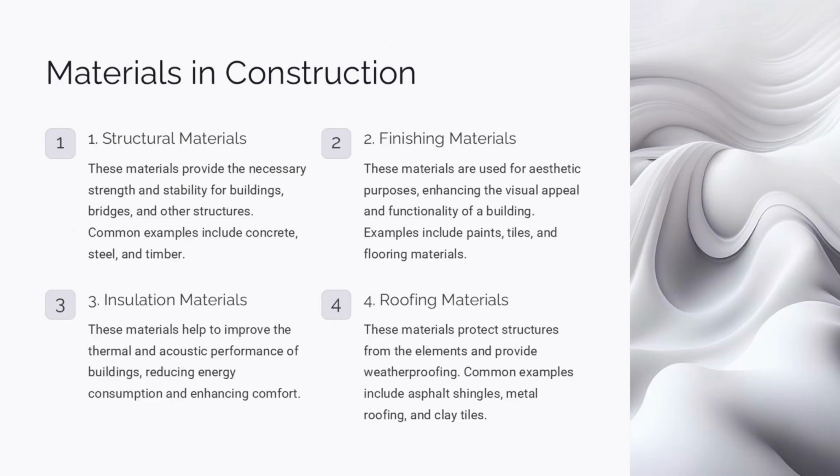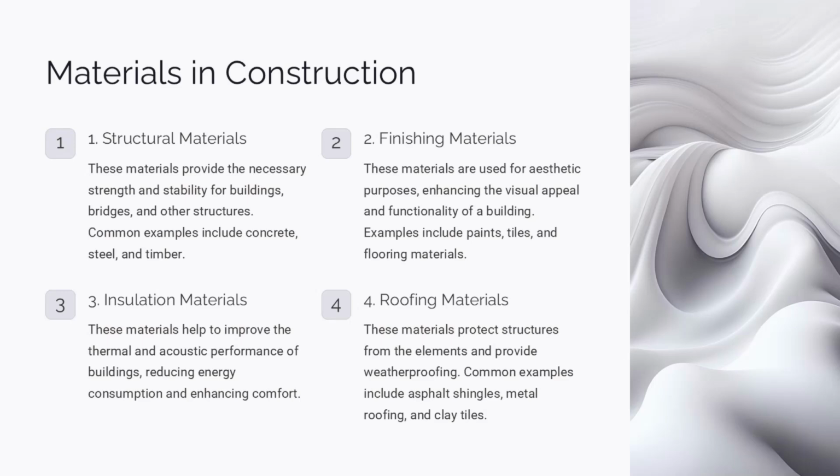Construction materials can be divided into four main categories: structural, finishing, insulation, and roofing. Structural materials like concrete, steel, and timber provide the necessary strength and stability for buildings, bridges, and other structures. Finishing materials like paints, tiles, and flooring enhance the visual appeal and functionality of a building.